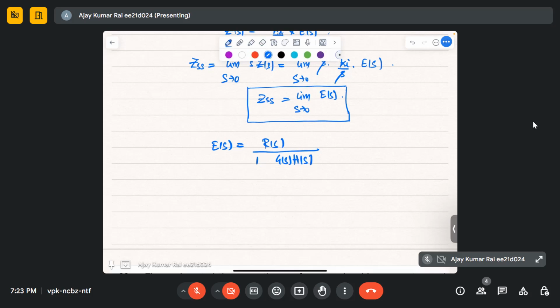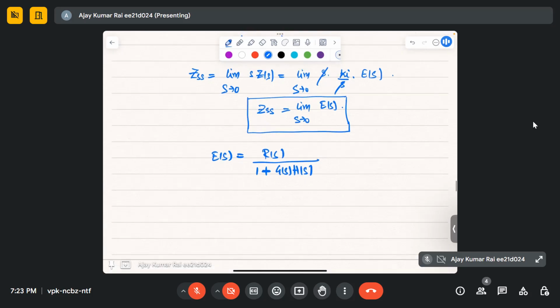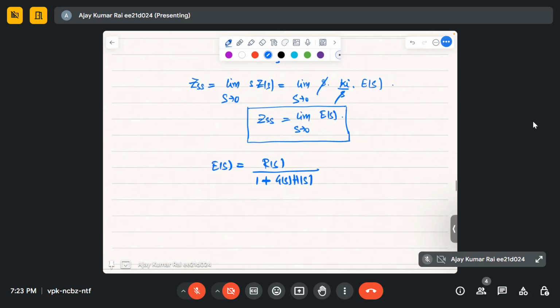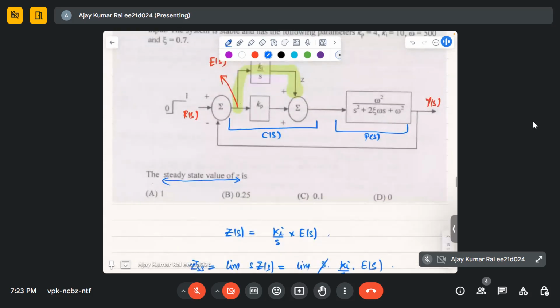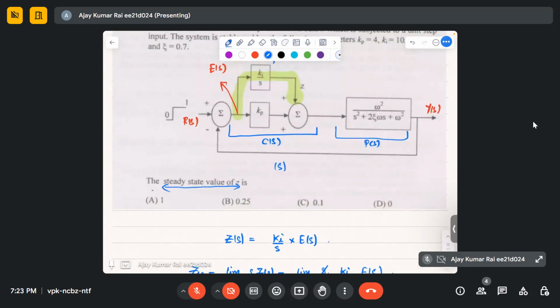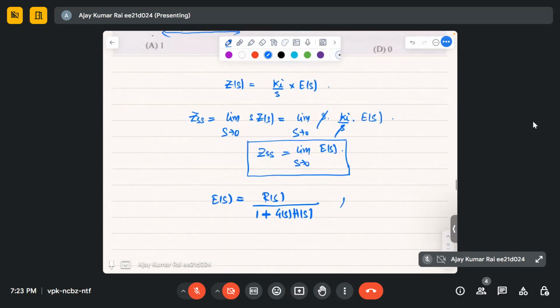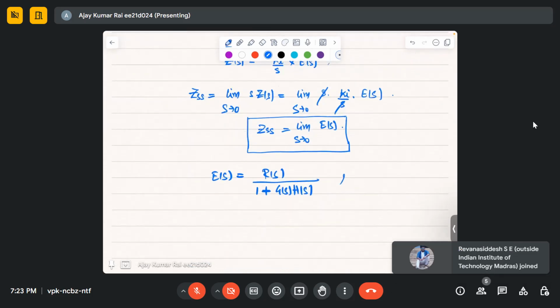Does anyone have any doubt in this? How I have come to this E of s equal to R of s by 1 plus G(s)H(s)? In our question, see, it's very simple. What is G of s? G of s is C(s) into P(s), but the generic form is this. Any doubt?